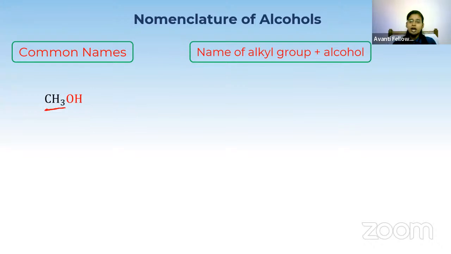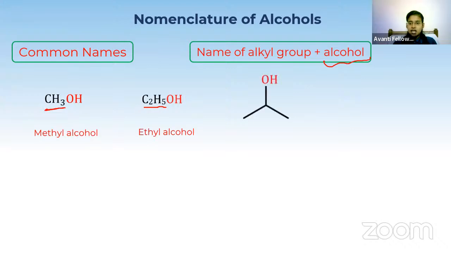To this methyl, you add the word alcohol. So what is the name of this compound? Methyl alcohol. What about the second compound? I have 2 carbons, C2H5. If there are 2 carbons, then it is called ethyl, so the name is ethyl alcohol. Got it? And what about this? Here I have 3 carbons, CH3, CH and CH3. If these 3 are arranged in a branched manner like this, it is called isopropyl.